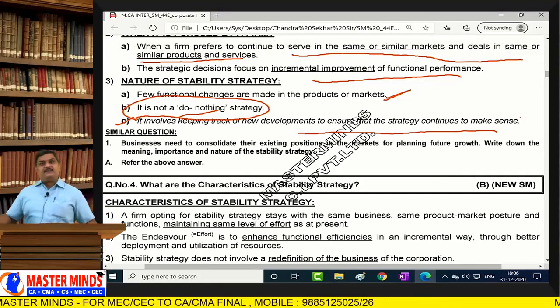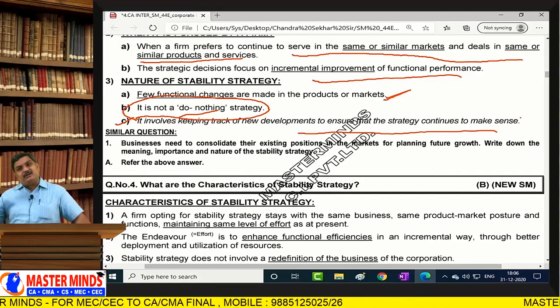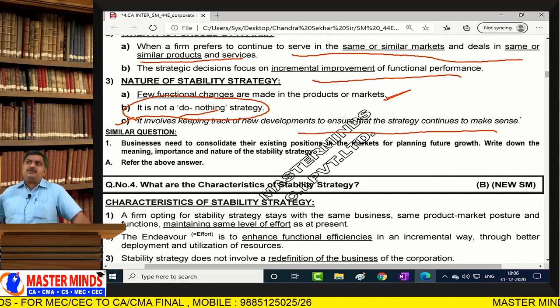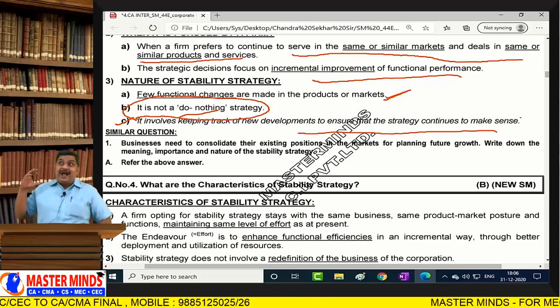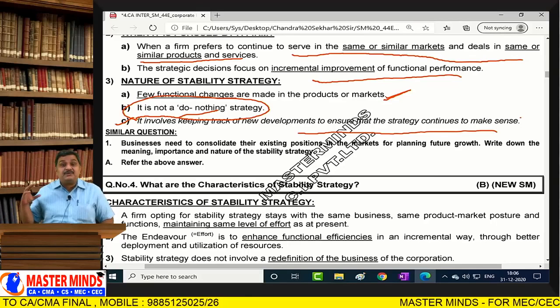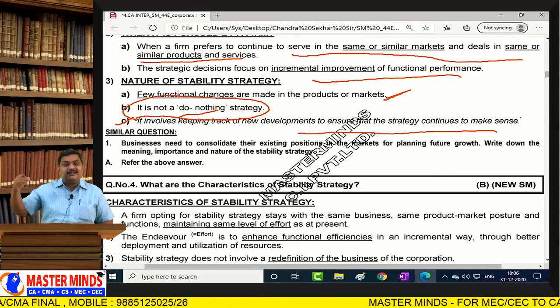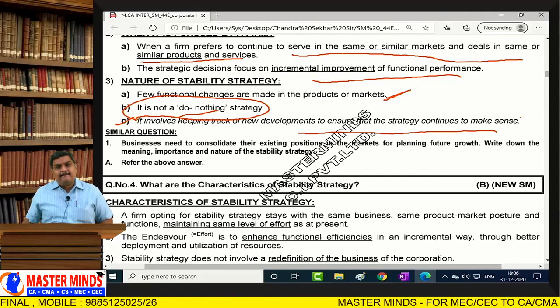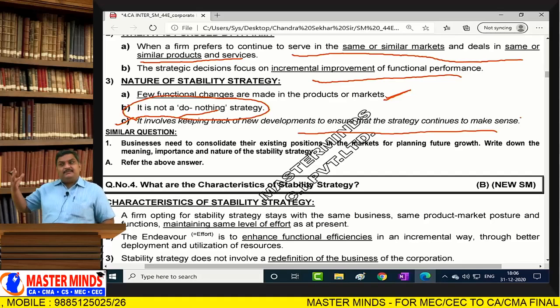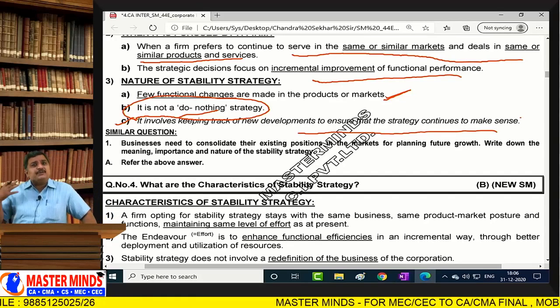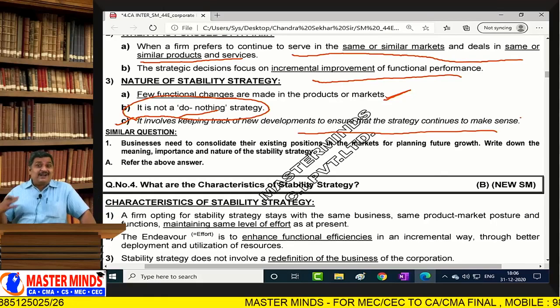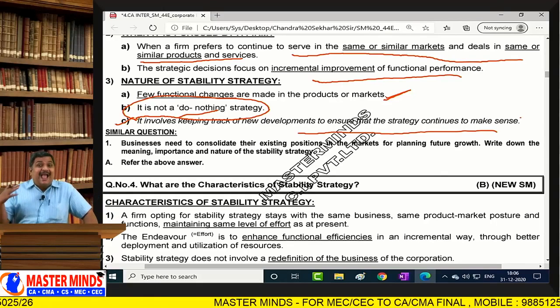Whether you are following expansion strategy or stability strategy or retrenchment strategy, always you have to observe the external environment. You have to have an eye on the external environment and observe what is taking place in it, and how it is going to affect you. Whether your current strategy is appropriate, is apt for that external environment.